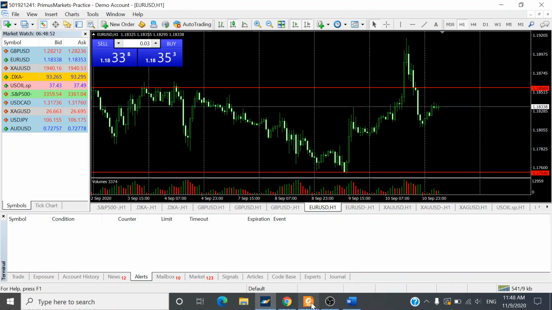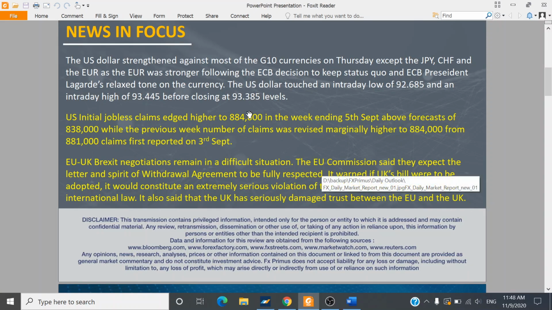Okay, so aside from the ECB monetary policy statement at 7:45 p.m., we also had the US unemployment claims data at 8:30 p.m. The numbers at 8:30 p.m. came in at 884,000 US citizens seeking unemployment claims, which was above the market forecast of 838,000. And the previous week's unemployment claims number was also revised higher to 884k from 881k originally reported.